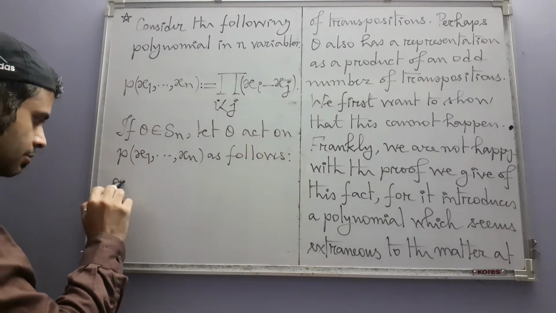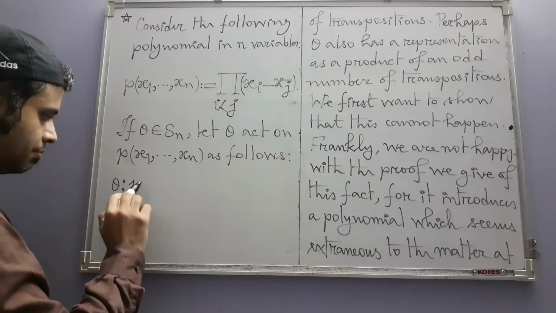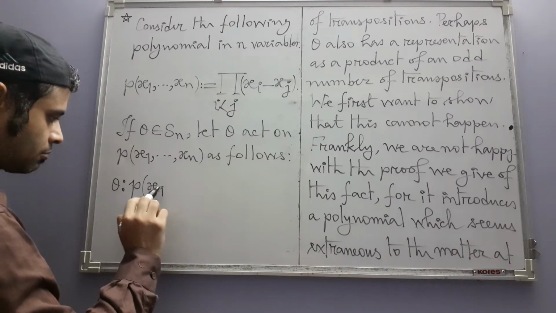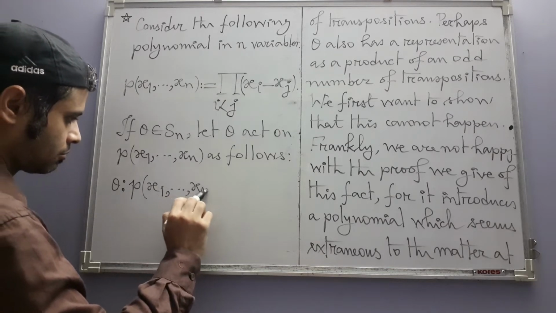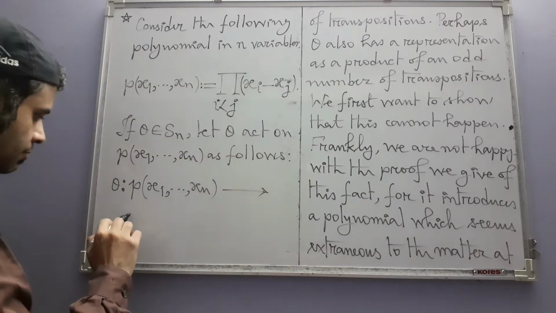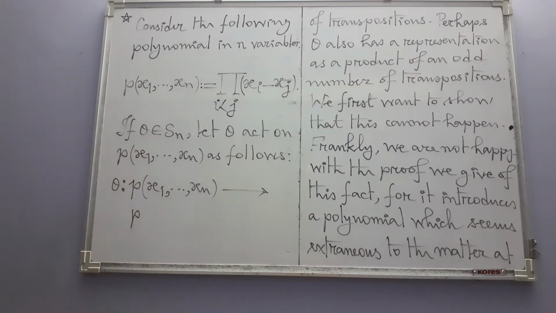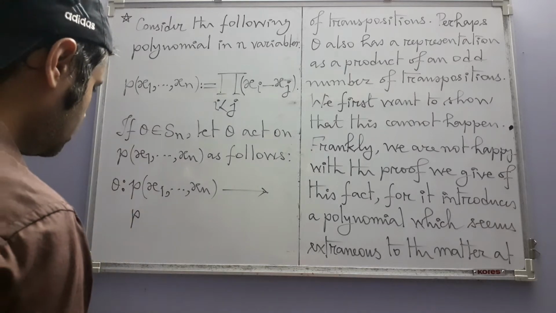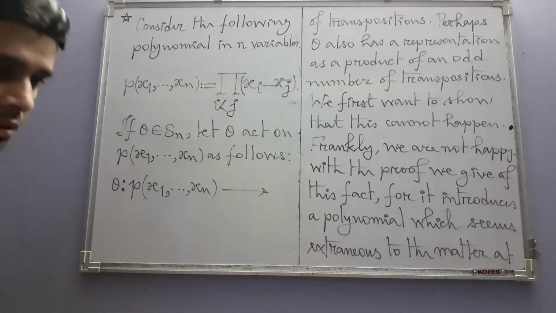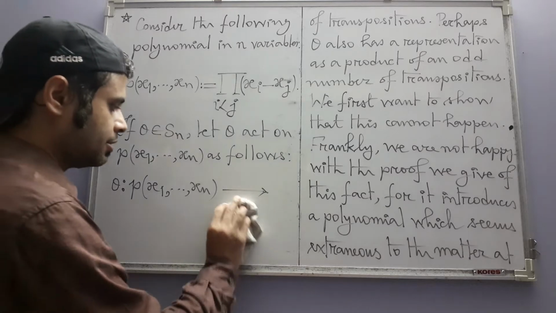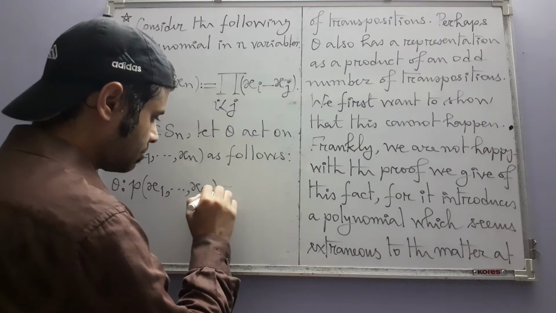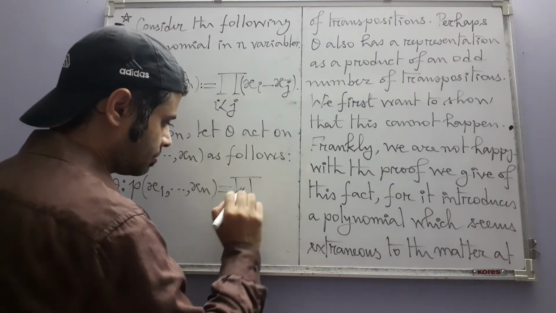So theta will send the polynomial P to this thing, that is, okay, well, so P, that notation itself has not been used here. However, the author again writes this, what the polynomial actually is here also.